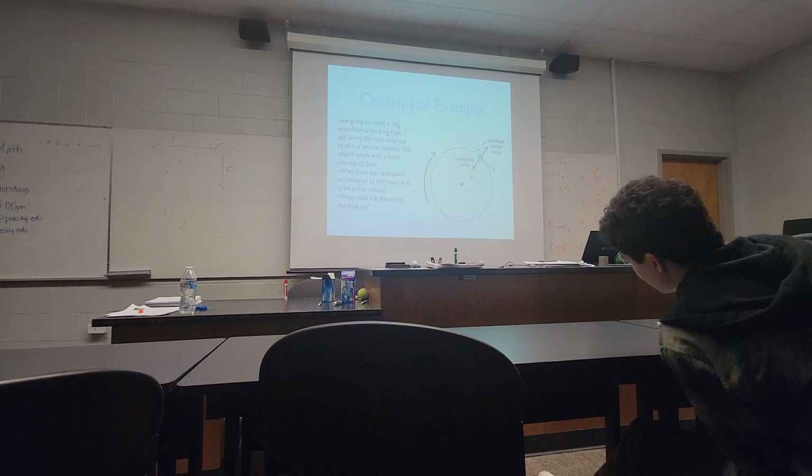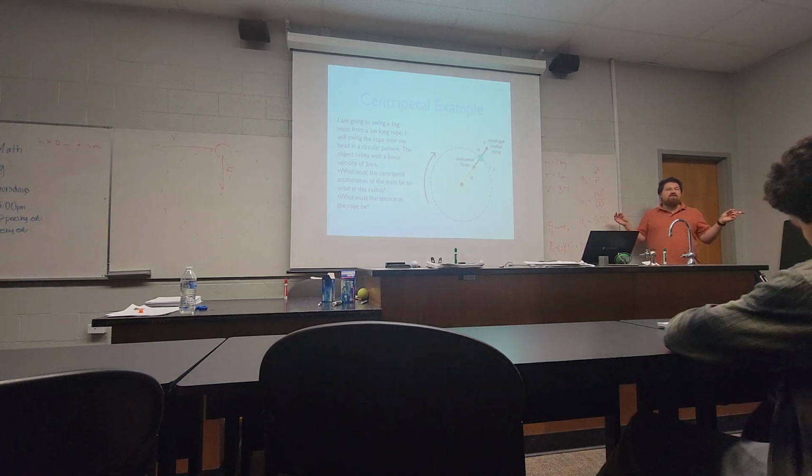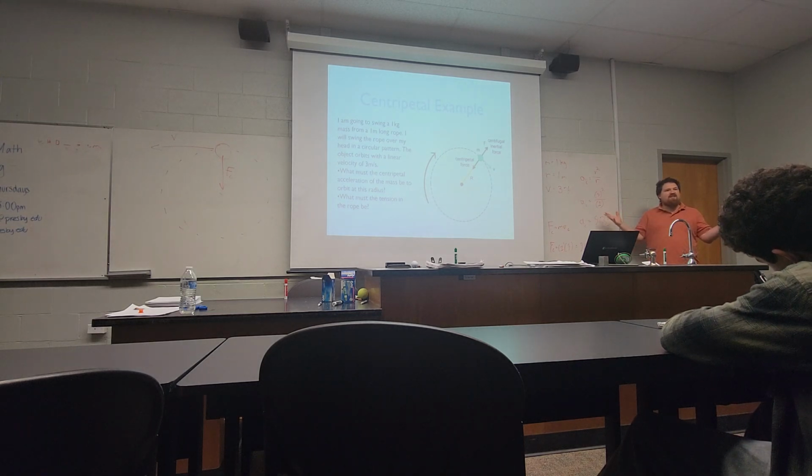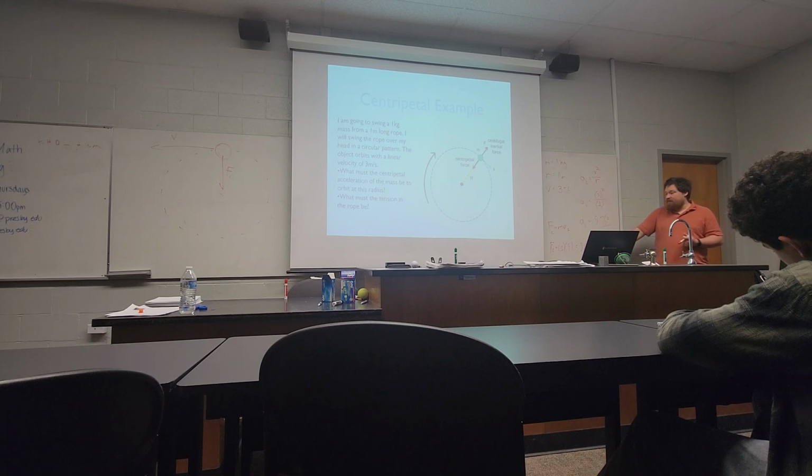If the rope can't handle that much tension, like say it's just a single piece of twine that's going to snap at 7 newtons, the rope would snap and the object wouldn't be able to orbit like this. This tells us not only how much force is required, but how much force the rope has to be able to handle.